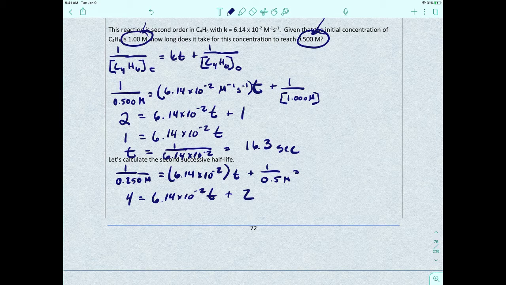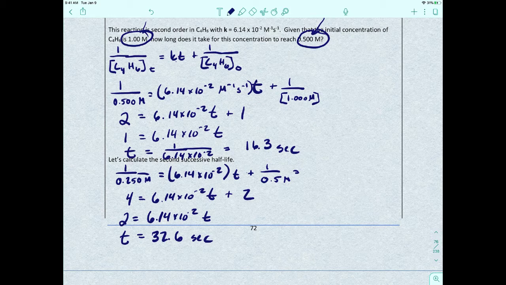Okay, so we need to solve for T. If I subtract 2 from both sides, we get 2 equals 6.14 times 10 to the minus second T. So if I divide both sides by 6.14 times 10 to the minus second, 2 divided by 6.14 times 10 to the minus second gives us 32.57. So I'm just going to round this up to 32.6 seconds.